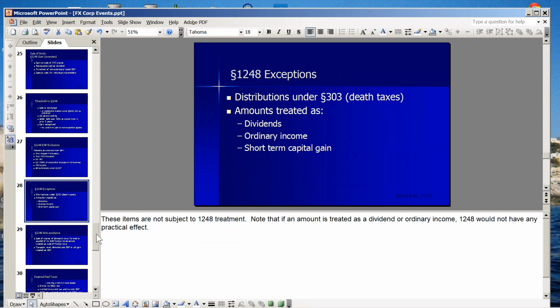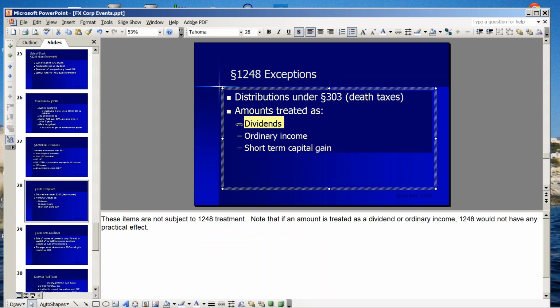So 1248 as a corporate shareholder is something that we want to get into. Now notice that there are two exceptions to 1248 here that are kind of critical. If something is treated as a dividend, well, then all 1248 does is say this gain is a dividend. Then if it's treated as a dividend, there really isn't any effect. So that's excluded. If it's something treated as ordinary income anyway, then 1248 doesn't kick in.